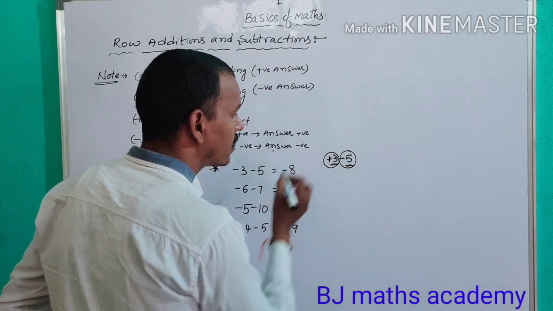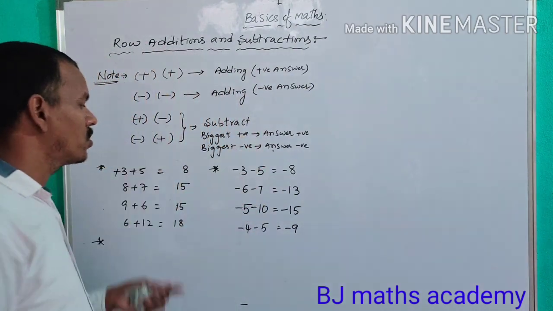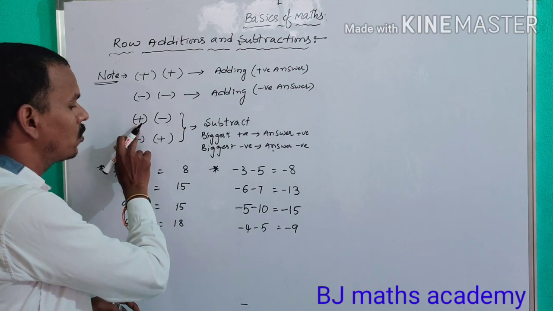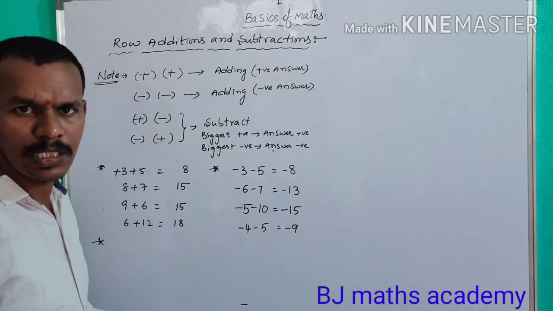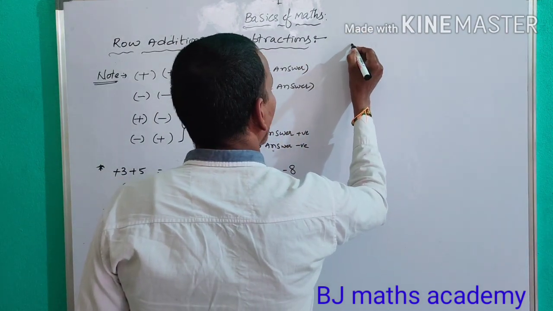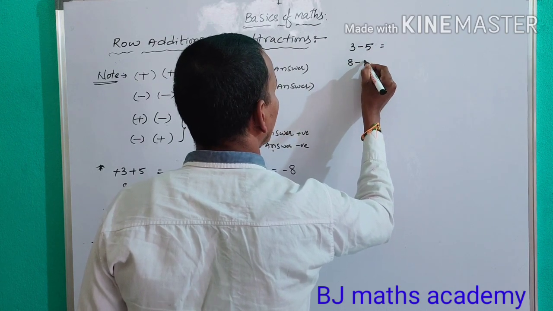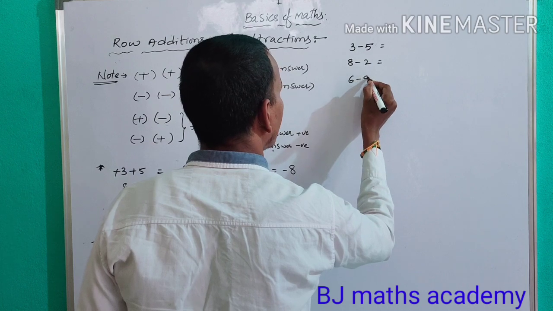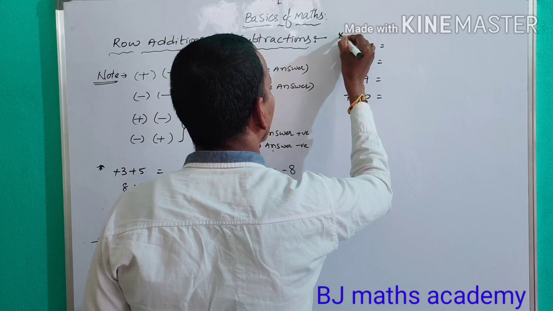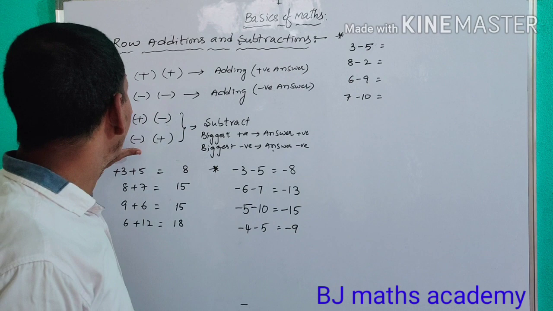So now, both positives are completed, both negatives are completed. Now next, one is positive, one is negative. So how is it? 3 minus 5, 8 minus 2, 6 minus 9, 7 minus 10. Like that are the problems. So whatever is there, we are following this rule.